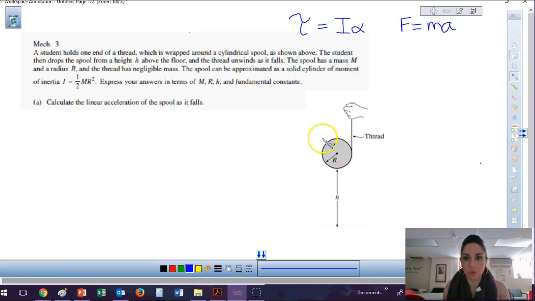You have a student that's holding a string with a thread, kind of like a yo-yo if you think about it, and holding it above the floor at some height h. This thing has a mass of m and a radius of r, and then it gave us the moment of inertia. Now, moment of inertia, I remember, is how an object rotates based on its mass. So it's kind of like rotational mass. This is what I is.